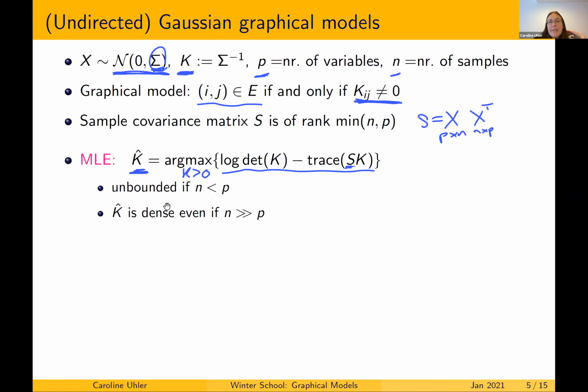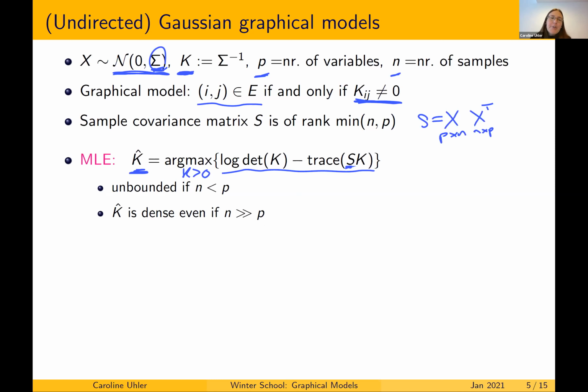Now, the problem is that if you have a small number of samples, and that's often the case, my number of variables can actually grow. I might have very, very large graphs, and the number of samples might be smaller than the number of variables. Then this optimization problem actually goes off to infinity, so this MLE does not exist. And if you have many more samples than the number of variables, then in general you'll not get any zeros in this estimator. That means that your graph is always the complete graph.